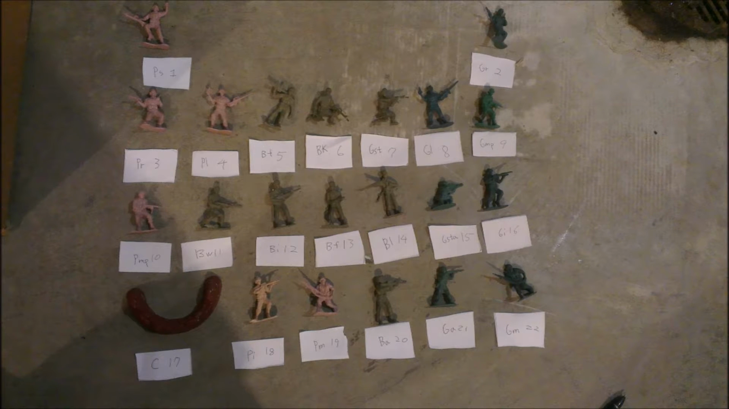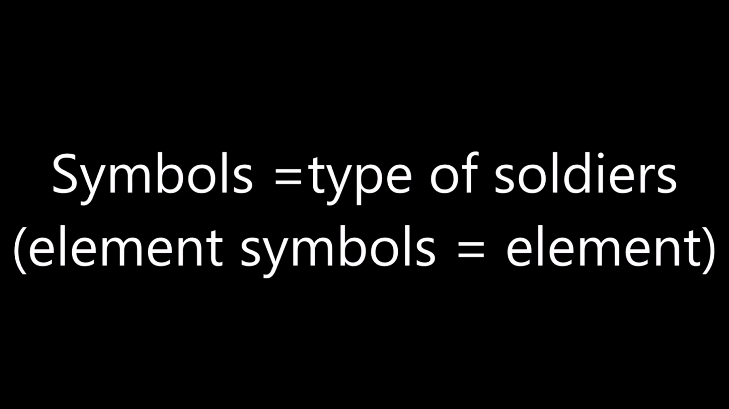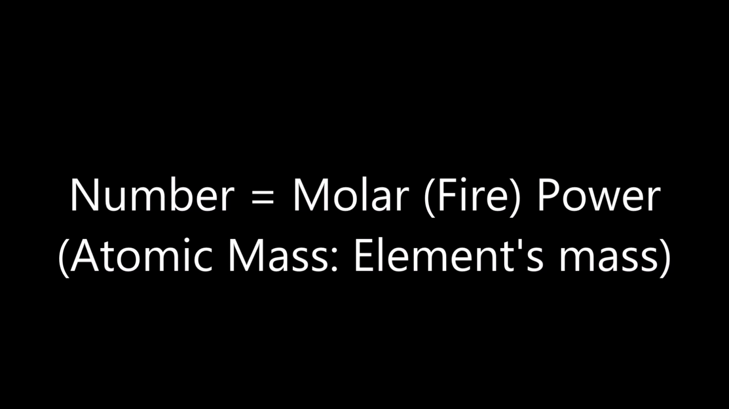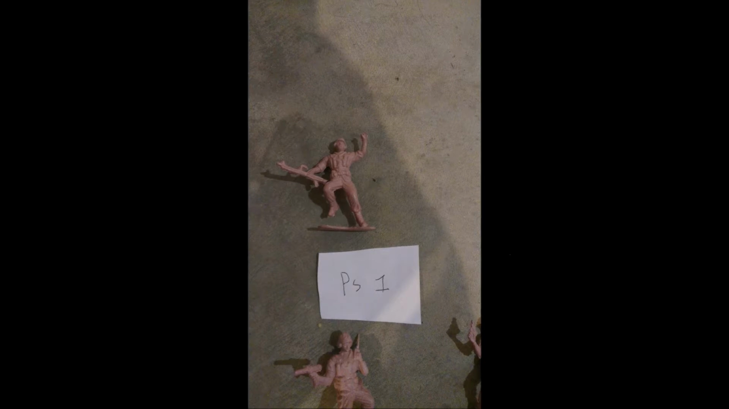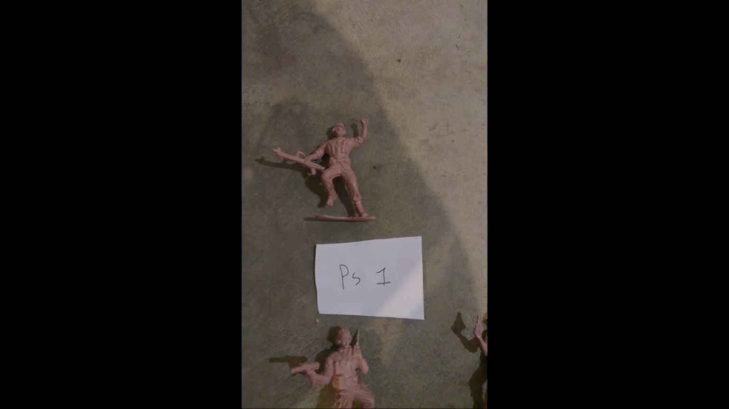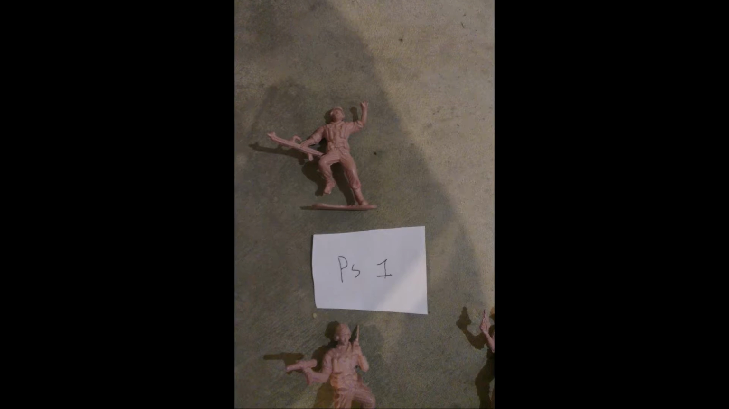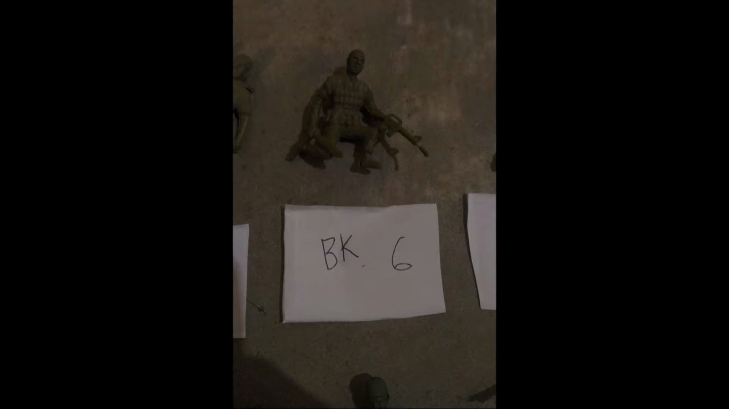For doing the analogy for my soldiers, I made my little soldieric table, and I put on some symbols and numbers. The symbols indicate what type of soldiers it is, and the number indicates how much molar power, which is firepower, it has. For example, this little guy is PS, because it is pink and it got shot, so it's PS, and it only has 1 molar power. And this guy is called BK because he is brown and he has a knife, so it's BK. He has a 6 for its molar power.